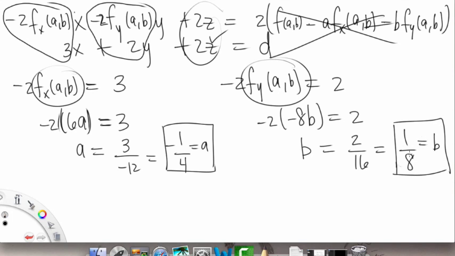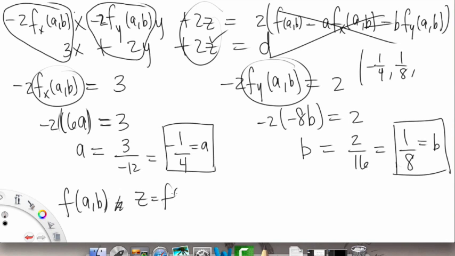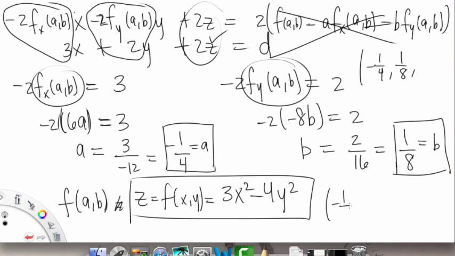And now we are almost done, but our point, the answer, is not just negative 1 over 4, 1 over 8. We have to have that last term, which is equal to f of (a, b). So the way to get this is we're going to basically just plug in our negative 1 over 4 and 1 over 8 into our original function, which was z, which is equal to f of (x, y), is equal to 3x squared minus 4y squared. Okay, so we'll do that on the next slide. We're just going to plug in this negative 1 over 4 and 1 over 8 into this equation there.